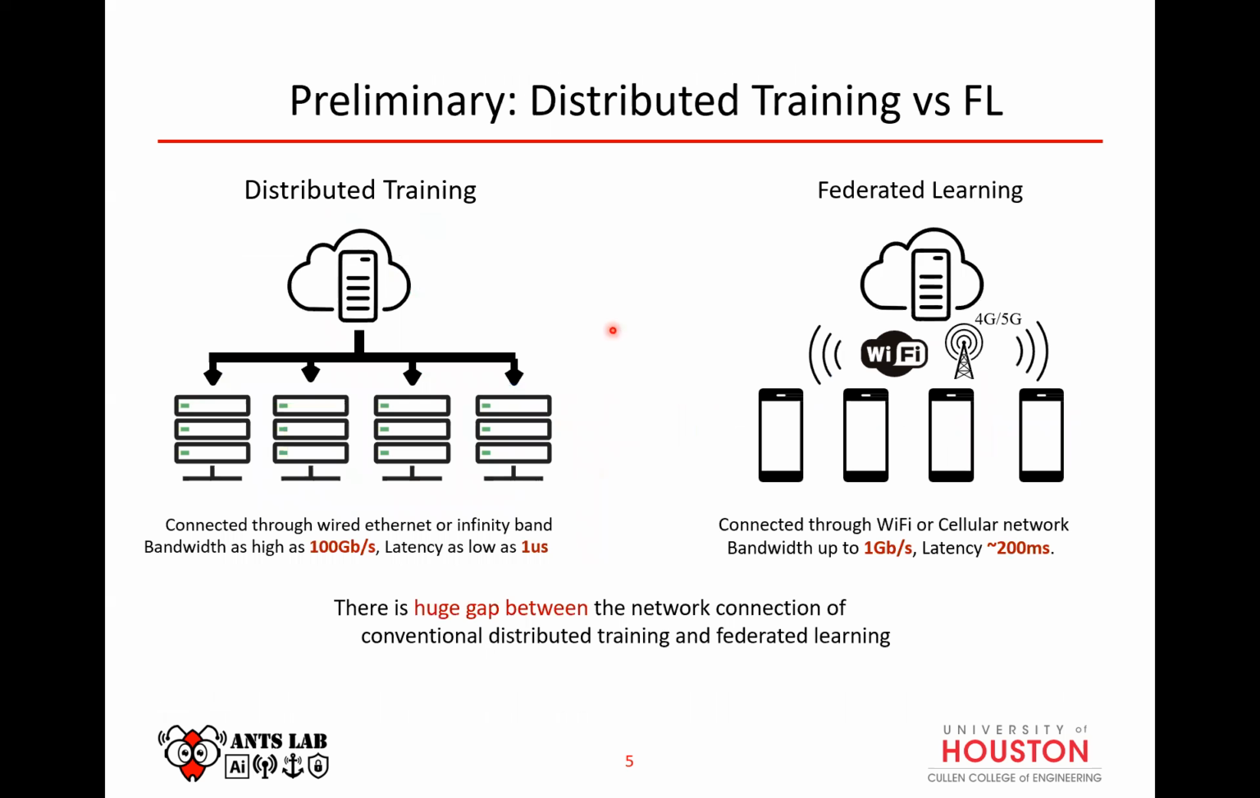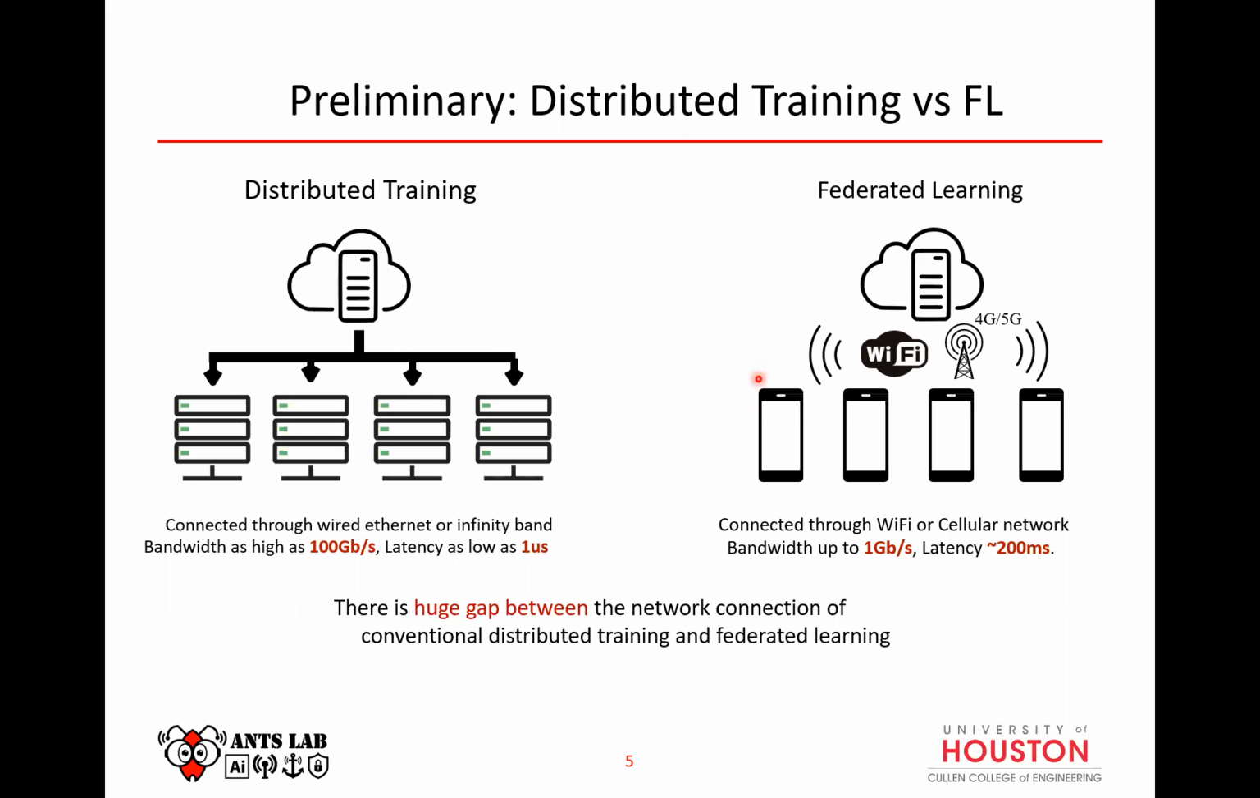Introducing a small preliminary about the difference between distributed training, not distributed learning, just distributed training, and federated learning. In typical scenarios, most of the devices in distributed training are all connected either through wired Ethernet or InfiniBand. So the bandwidth that is offered is much higher, almost about 100 Gbps. And the latency is very low because they're all connected with high bandwidth.